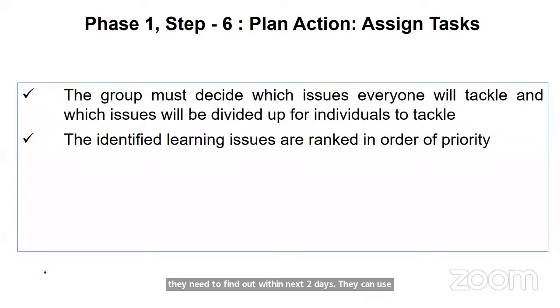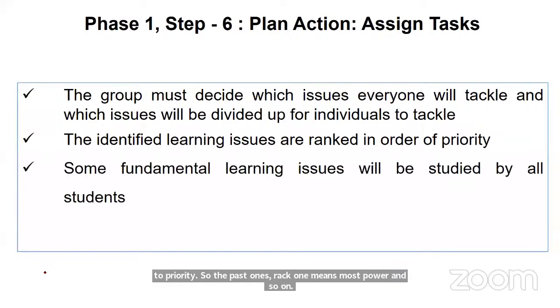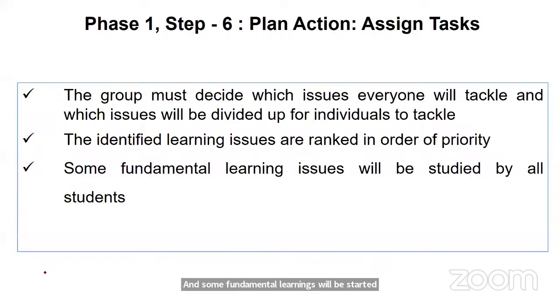And the identified learning issues are ranked in order of priority. So this is the first one. Say rank 1 means most important, and so on. And some fundamental learning issues will be studied by all. These are very basic things. Maybe the first 3 issues are very basic. Everybody needs to go through them. The last 10, maybe for 5 members, 2, 2, 2, and 2, they will divide.